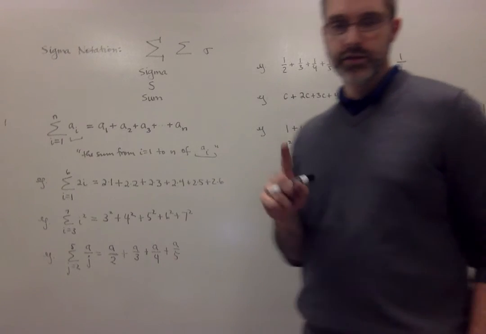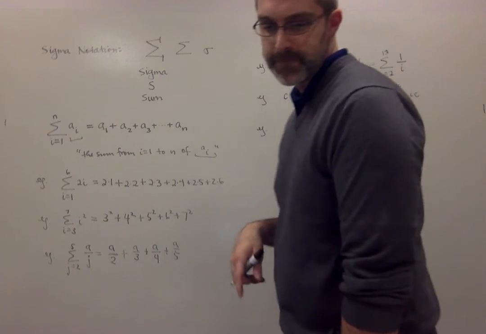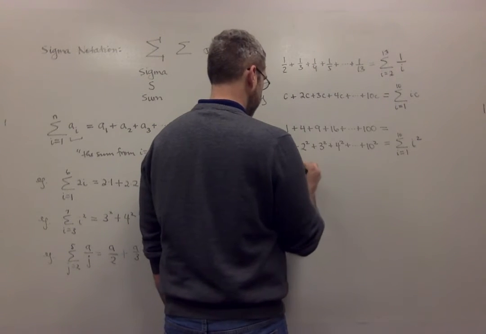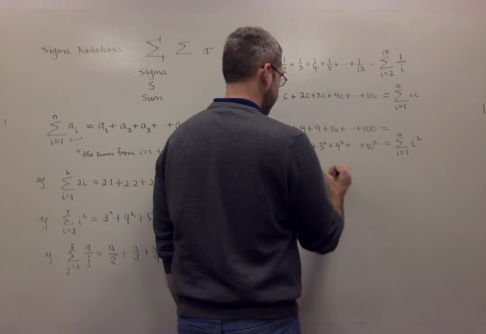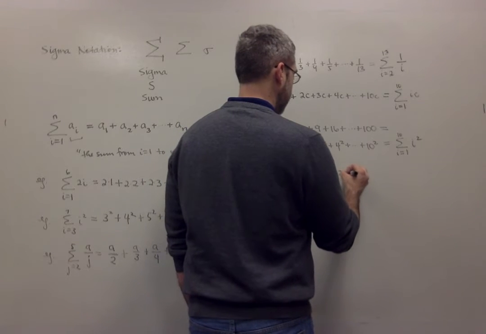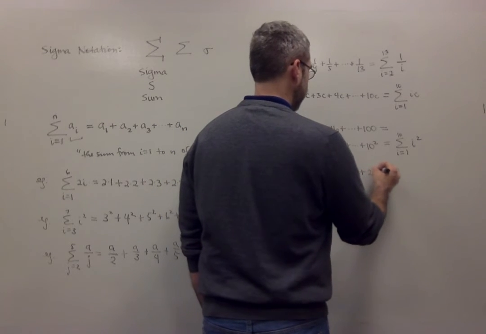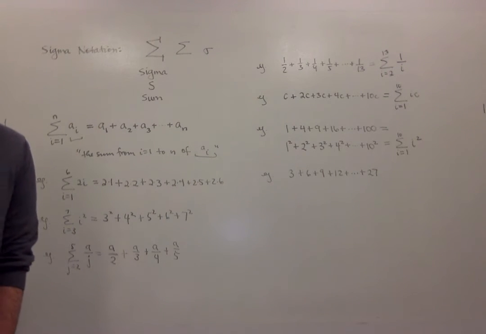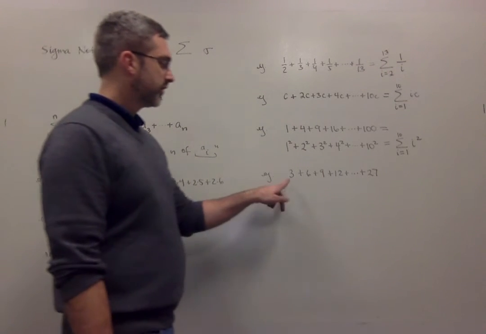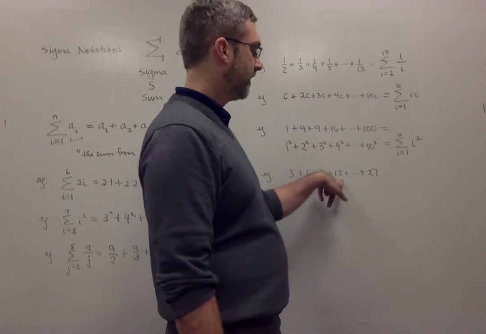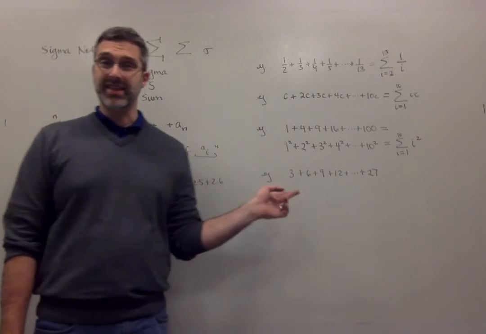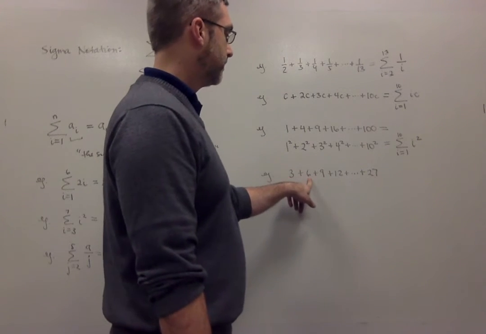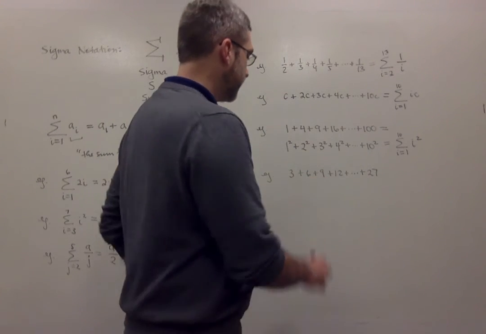Let's do one more example. Let's do 3 plus 6 plus 9 plus 12 all the way up to 27. Again, if this was 3 plus 4 plus 5 plus 6, then I would be fine, but it's not that. It starts at 3, and then I jump up to 6 and then to 9. But you might notice these are all multiples of 3.